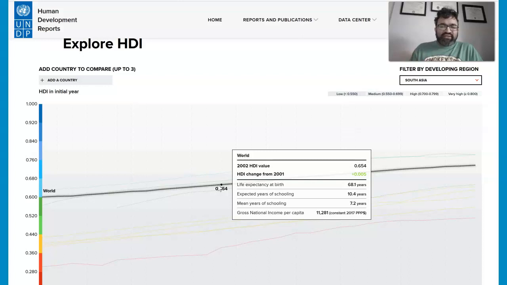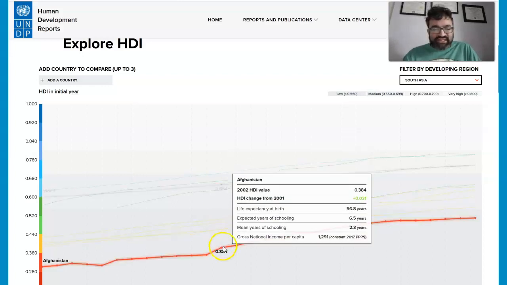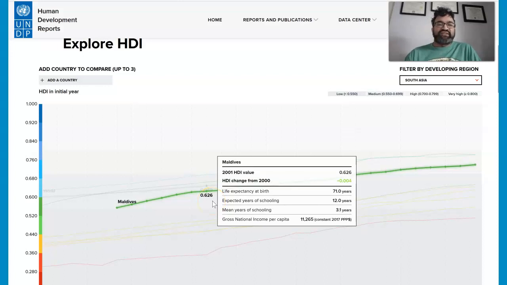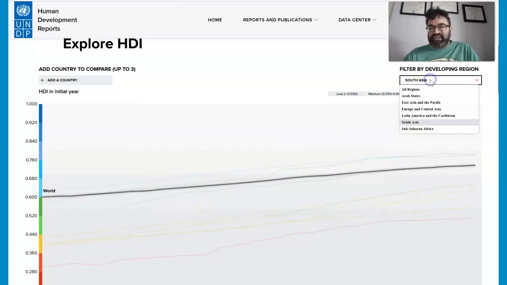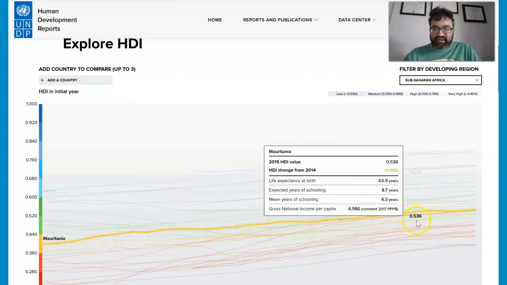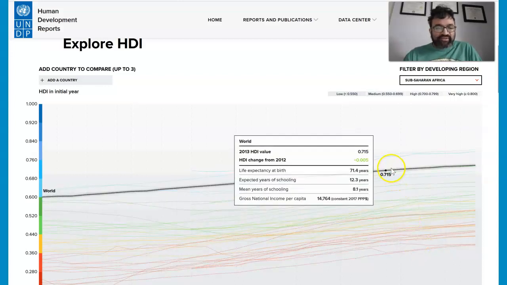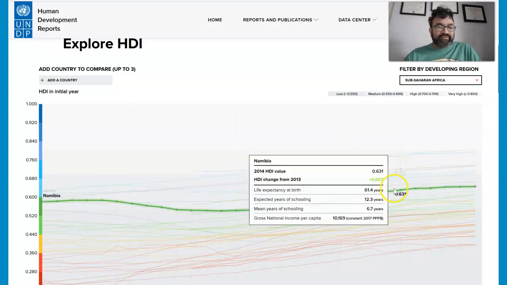So what's interesting here is for the whole world, you have billions of people, 7 to 8 billion people, but it hasn't really changed. The HDI hasn't changed. But if you look at the regions, this is where the changes are. If you change from South Asia to, for instance, Sub-Saharan Africa, Sub-Saharan Africa kind of falls all over the map in a way.